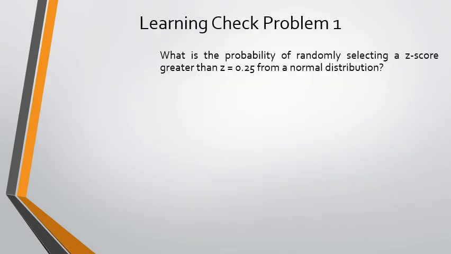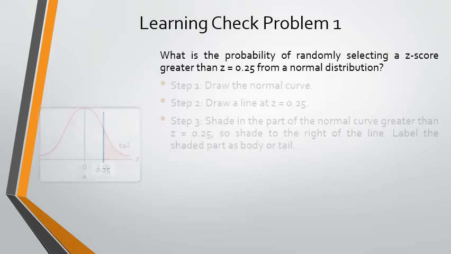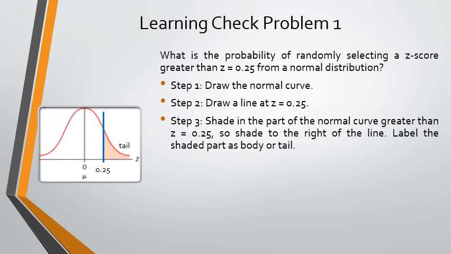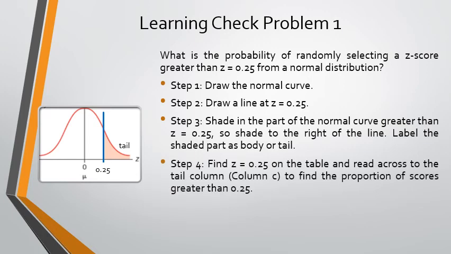All right, learning check problem 1. Stop the video, see if you can figure this out. What's the probability of randomly selecting a z-score greater than z equals 0.25 from a normal distribution? So again, draw the curve, draw your line, and you want greater than, so color to the right. Decide that this is a tail, so your diagram should look very similar to mine. Next step, you're going to go to your table and find z equals 0.25 and read across to column C, the tail column, to find the proportion, and your answer should be 0.4013.